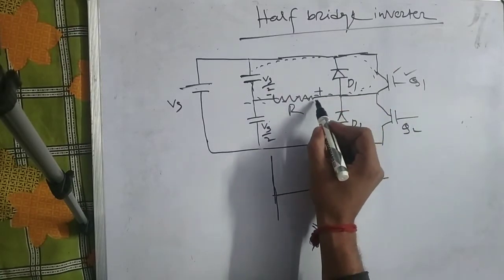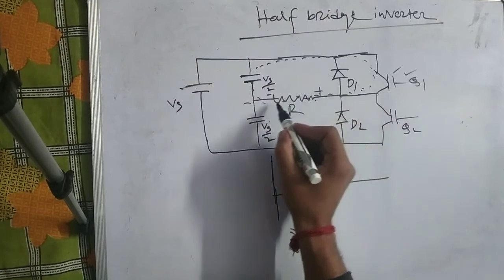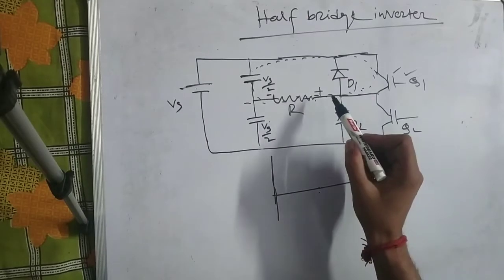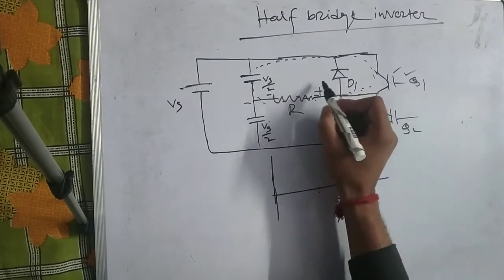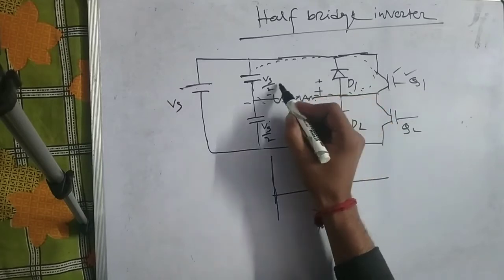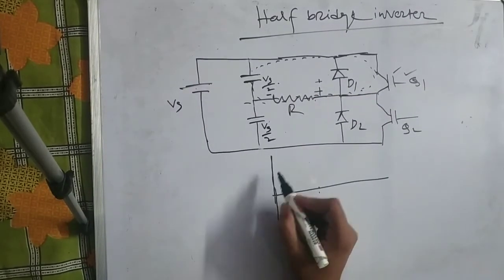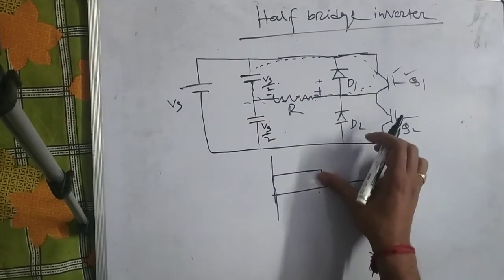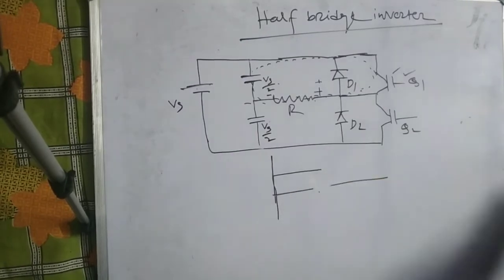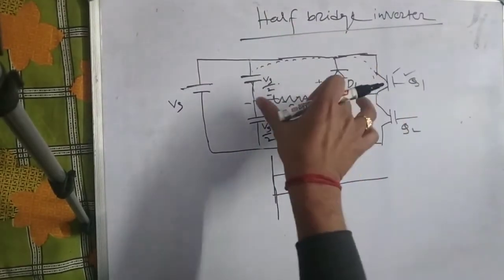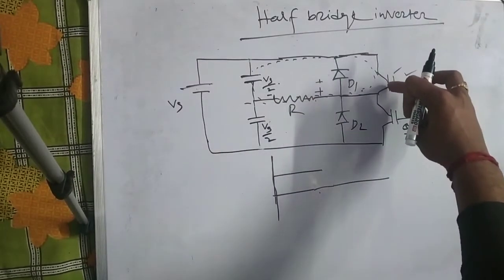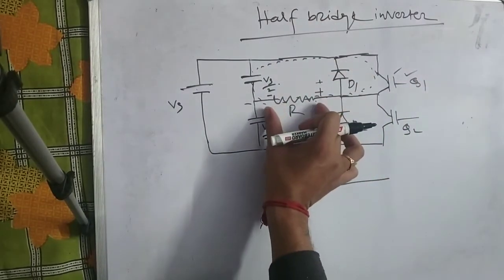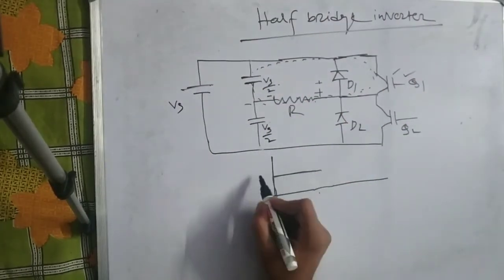We know the current entering the resistor makes that point positive, and the leaving point negative. So if we take this side as the load voltage reference, this is positive and this is negative. So the output voltage will be Vs by 2. I am drawing the graph. We get this much voltage across the load, because when Q1 is on it acts as a short circuit and the whole voltage appears across the load, and the load voltage will be Vs by 2.